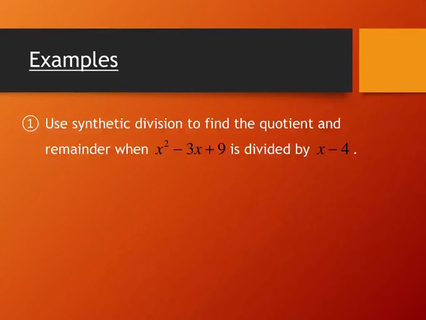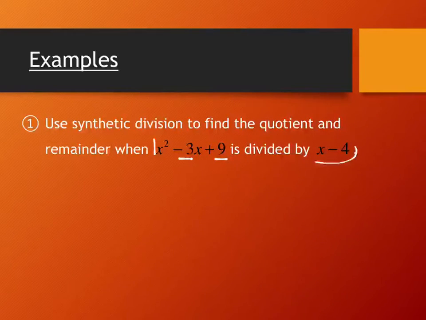So the first thing to recognize is that there are coefficients in front of my terms, right? There's a 1 in front of x squared. There's a negative 3 in front of x, and there's a 9 here, right? So we're going to abbreviate everything we do by only looking at the coefficients. That's part of synthetic division.